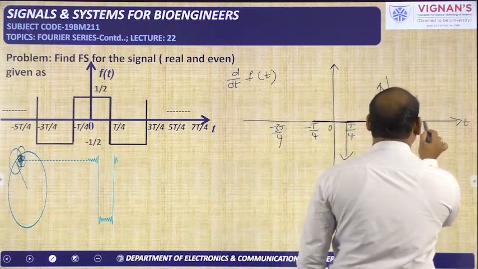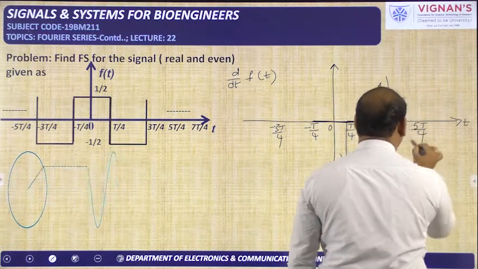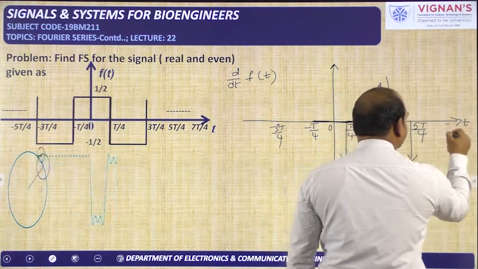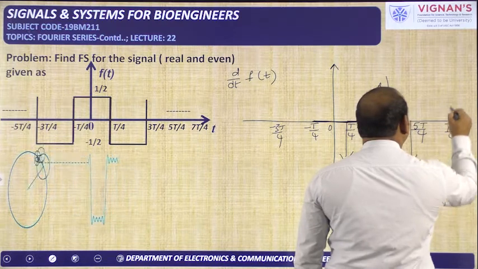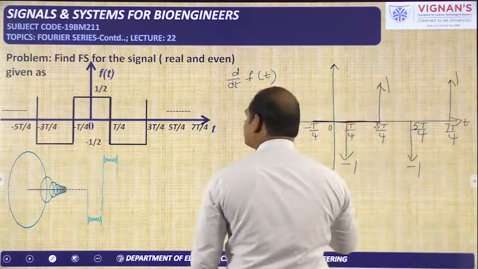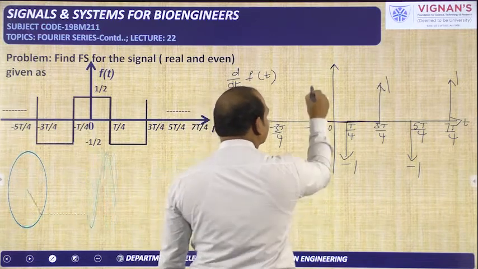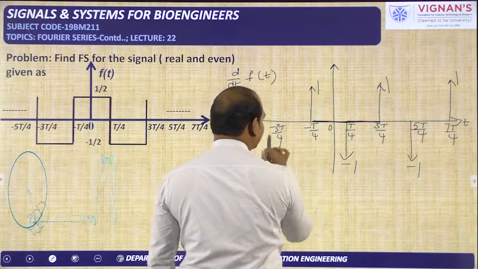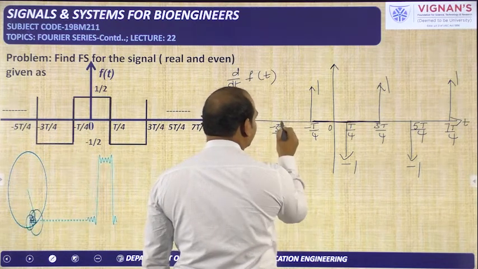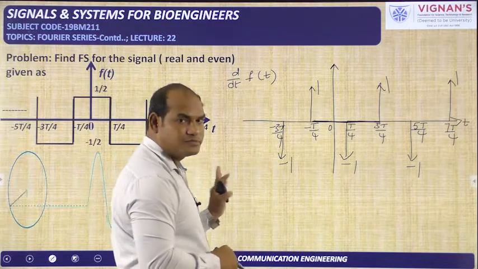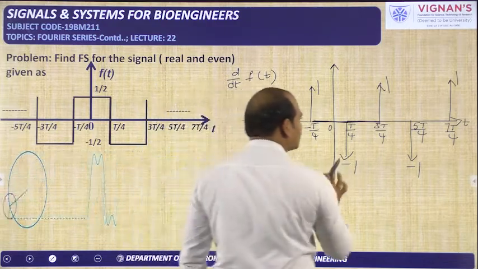That means the next one is at 5T/4. Here you will get the impulse downside with strength -1. And next, here 7T/4, here you will get one impulse with strength 1. And on this side, here you will get an impulse with strength 1. And here, if you take the 2T/4 change, you will get like this. And this is the differentiation for the f of t. Okay, this is the differentiation for the f of t.